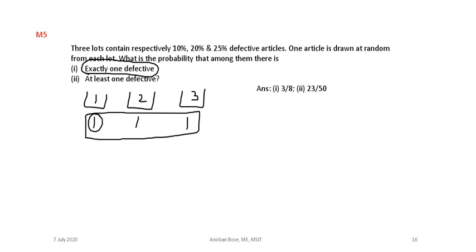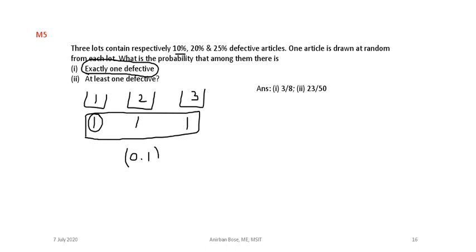Now that defective item can be from lot 1, or it can be from lot 2, or it can be from lot 3. So you have to add all these possible cases. That means, in how many ways can that one particular product be defective. So this can happen if it is coming from lot 1. If it is coming from lot 1, then since 10% is defective, let us write 0.1, that is 10% defective.